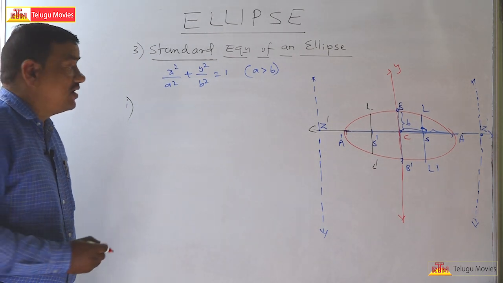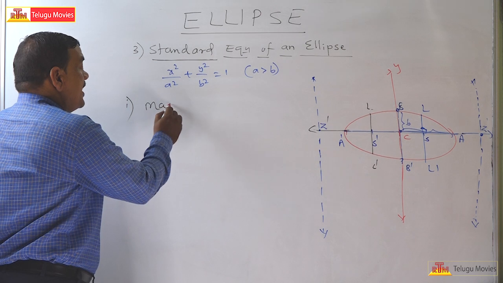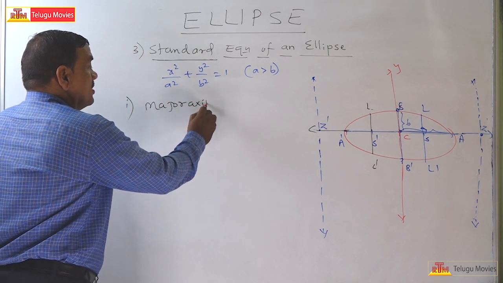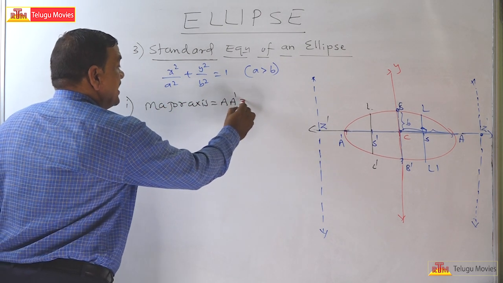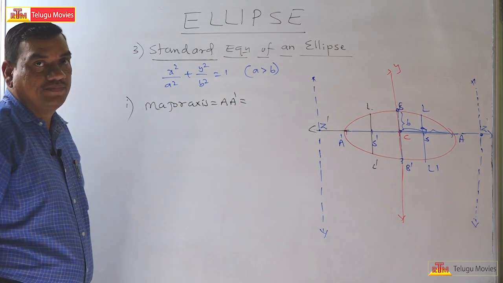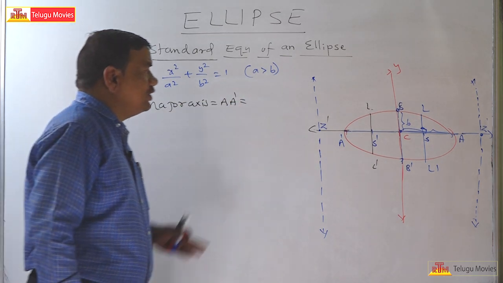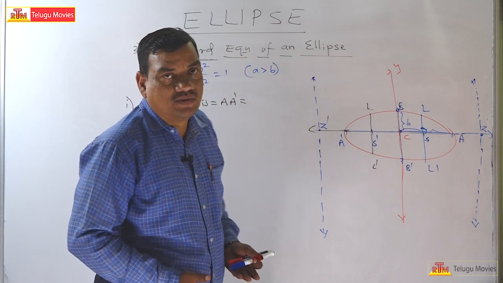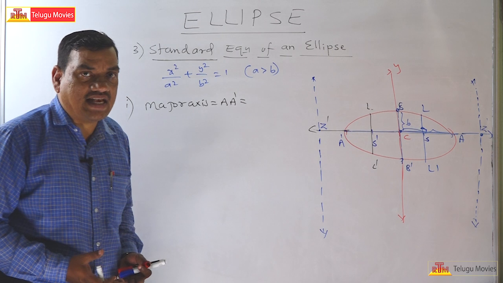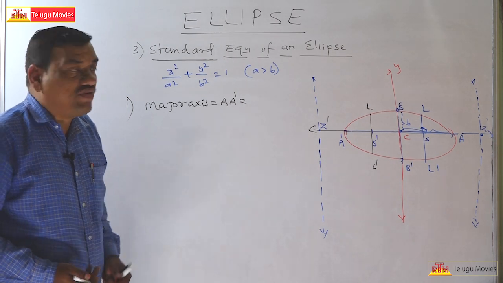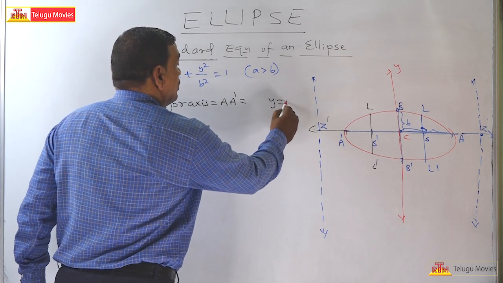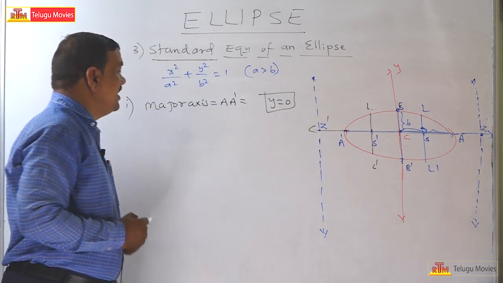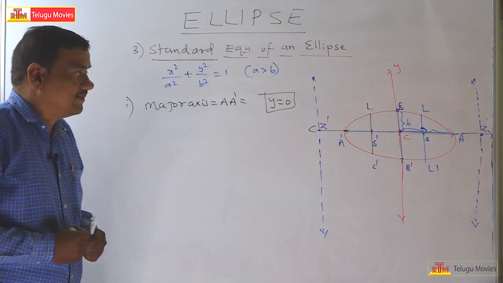Now first one, the equation of the major axis. Major axis means AA dash or ZZ dash. Major axis here is nothing but the x axis. What is the equation of the x axis? Y is equal to 0. That is the equation of the major axis.